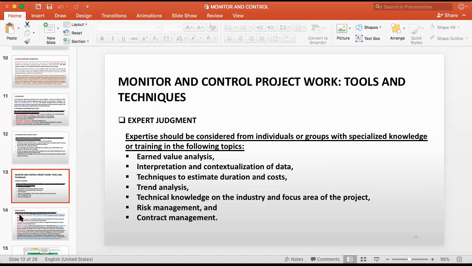So you need expert judgment. Who are the experts we are going to select? They should have some knowledge in analytical techniques. There are certain analytical techniques you have to use to monitor the projects. Those things you have to carry out by the experts. So you can have one or two experts.